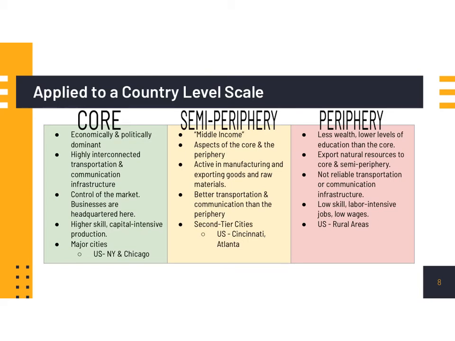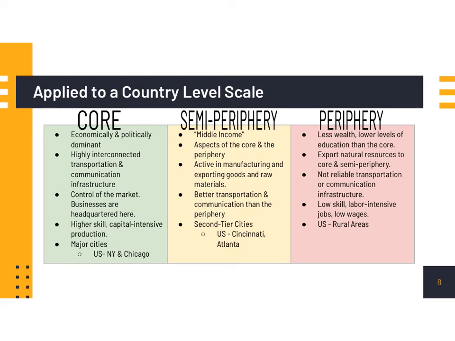We have good transportation in these areas. You're going to have good highways, good connections. You're probably going to have good trains. You're probably going to have some bus systems. Some second tier cities are Cincinnati and Atlanta. Both of these are pretty big cities. Houston and Dallas would be other semi-periphery cities.